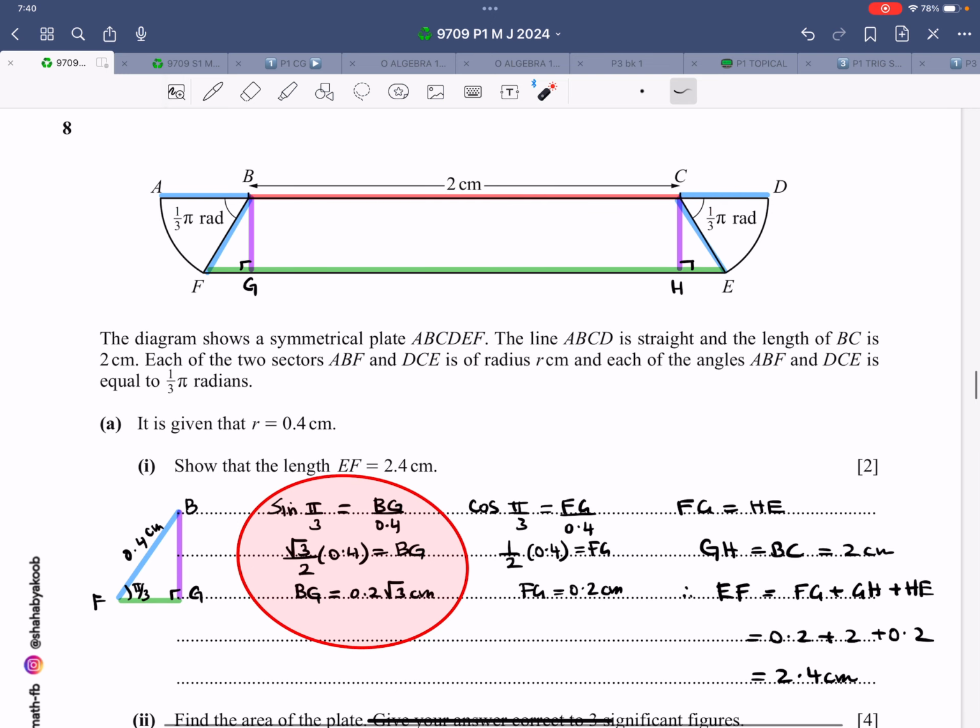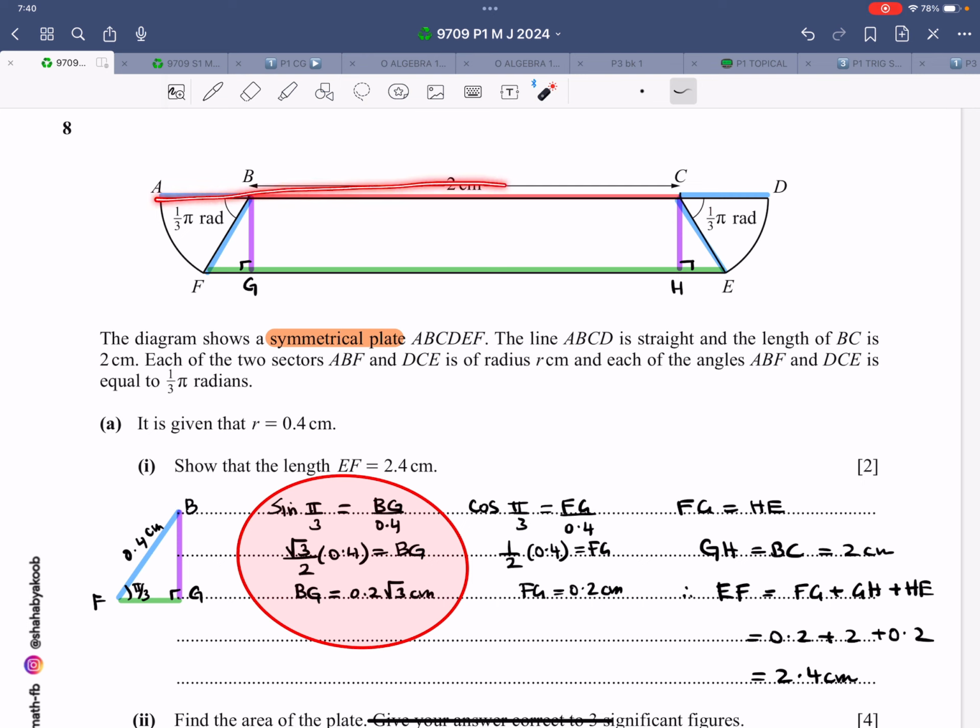Question number 8, another question of circular measure, making you think out of the box. The diagram shows a symmetrical, underline this word, symmetrical plate, and the name of the plate is A, B, C, D, E, F. So this is A, B, C, D, E, all the way till F, and that's how this is complete. G and H, that is what I have labeled for myself. The line ABCD is a straight line.